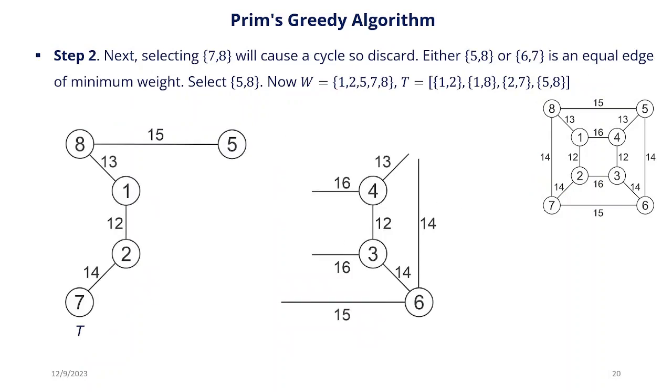Now, after you have selected 2, 7, if you select 7, it's going to cause a cycle. So in this case, you have two choices. Either you go to 8, 5 or you select 7, 6. Both of them are edges of the same weight. So the choice is up to you. In this case, we select 5, 8 and then we include it. We now have 8 in the list of vertices and we have 5, 8 in the list of edges. We are growing our tree.